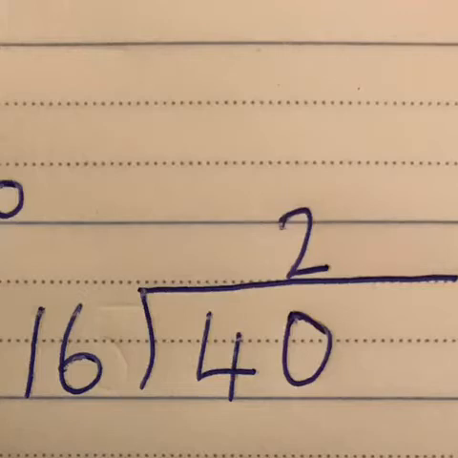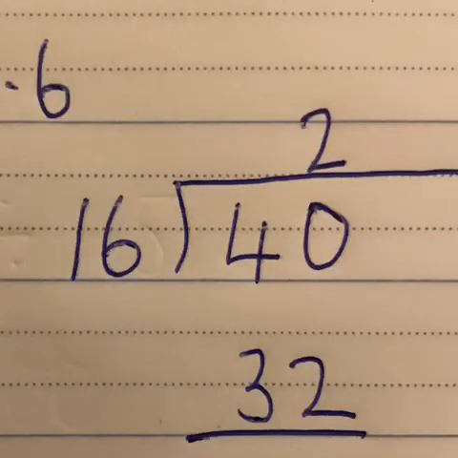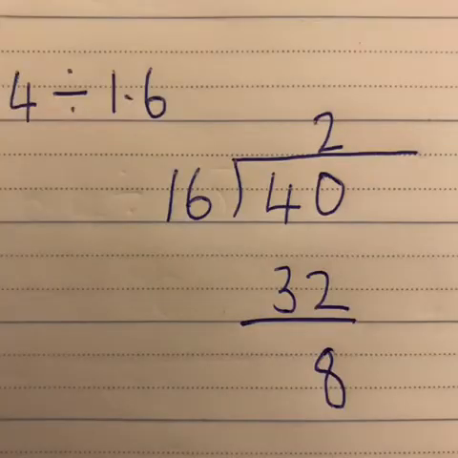Well, 1 16 is 16. Double that makes 32. If I add another 16, I'll be over 40. So I know that 2 16s are in 40, with a few leftovers. So I write down the 32 because 2 16s are 32, and then I need to subtract. 40 minus 32 is 8. Now that could be our answer, 2, remainder 8.